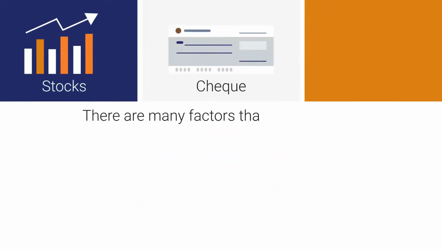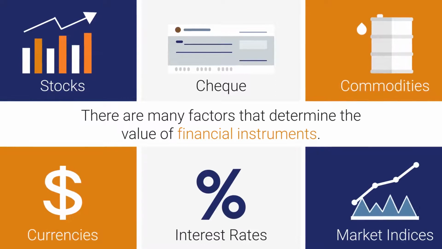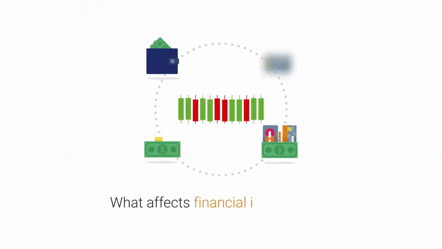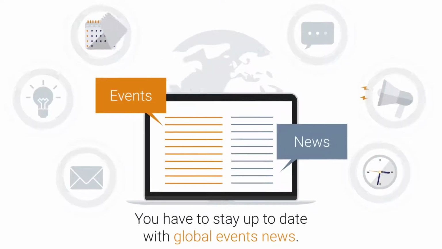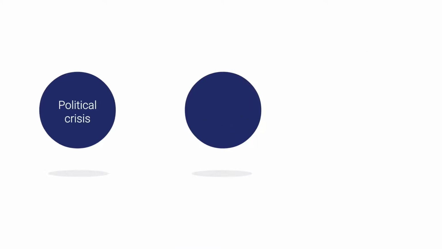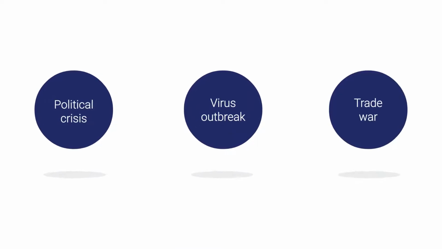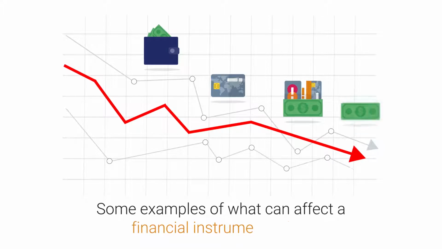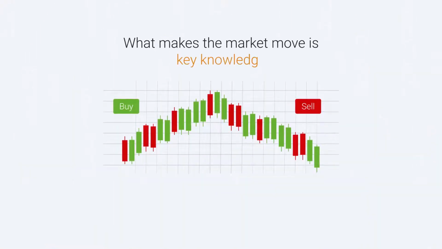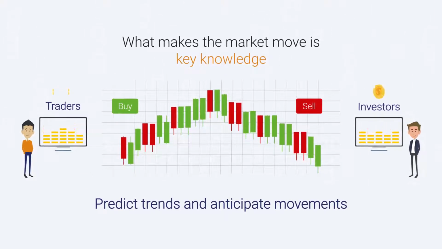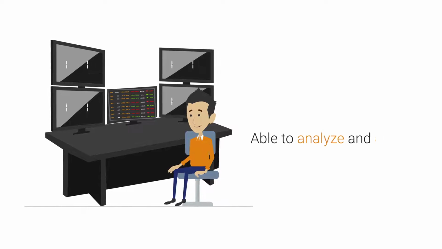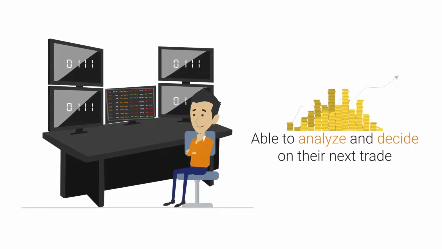There are many factors that determine the value of financial instruments. What affects financial instruments? If you want to be a successful trader, you have to stay up to date with global events news. Political crisis, virus outbreak, trade war are just some examples of what can affect the financial instrument value. Understanding what makes the market move is key knowledge for traders and investors to be able to predict trends and anticipate movements, so that they are able to analyze and decide on their next trade to make the profit.